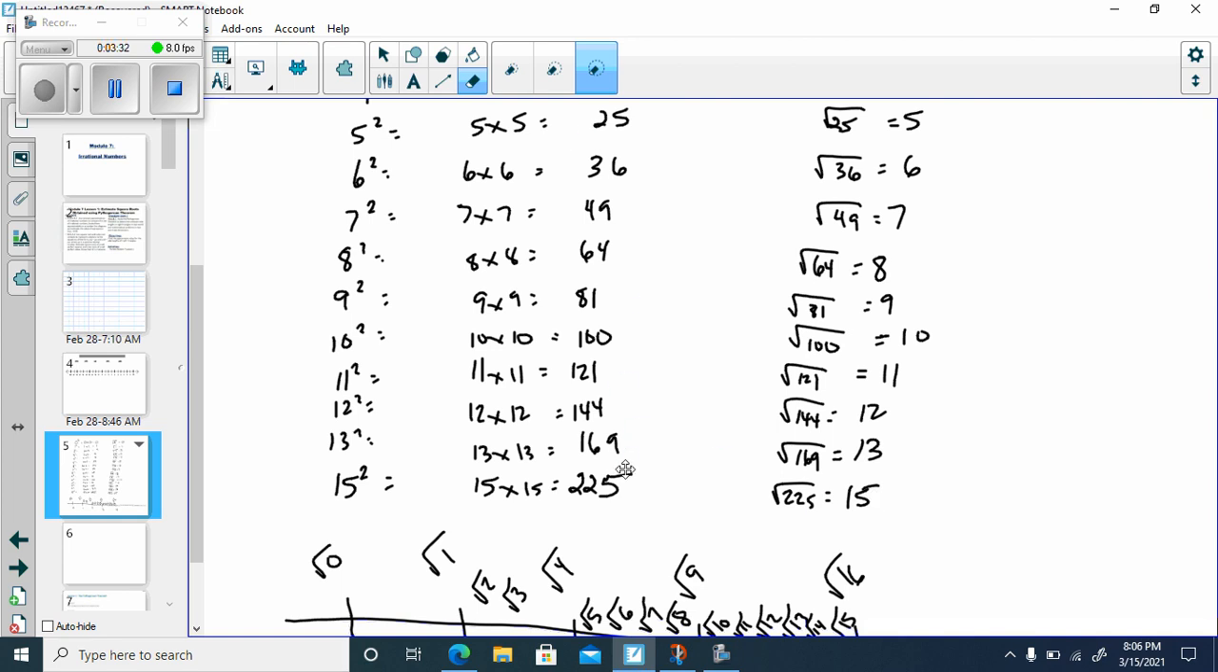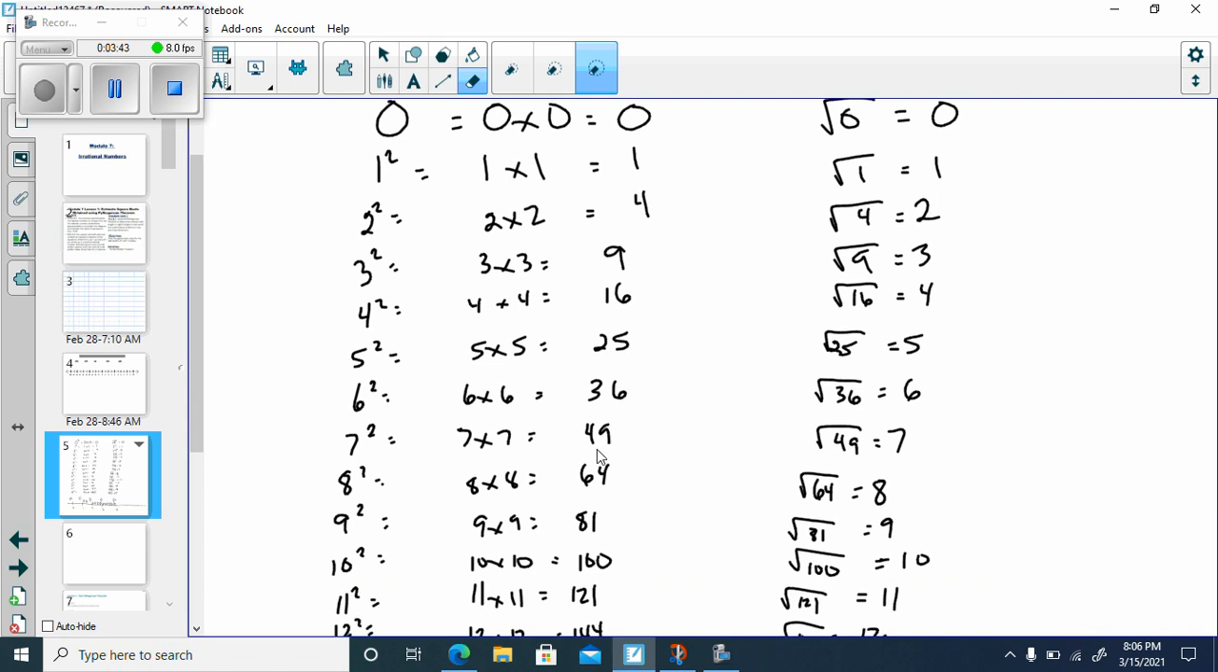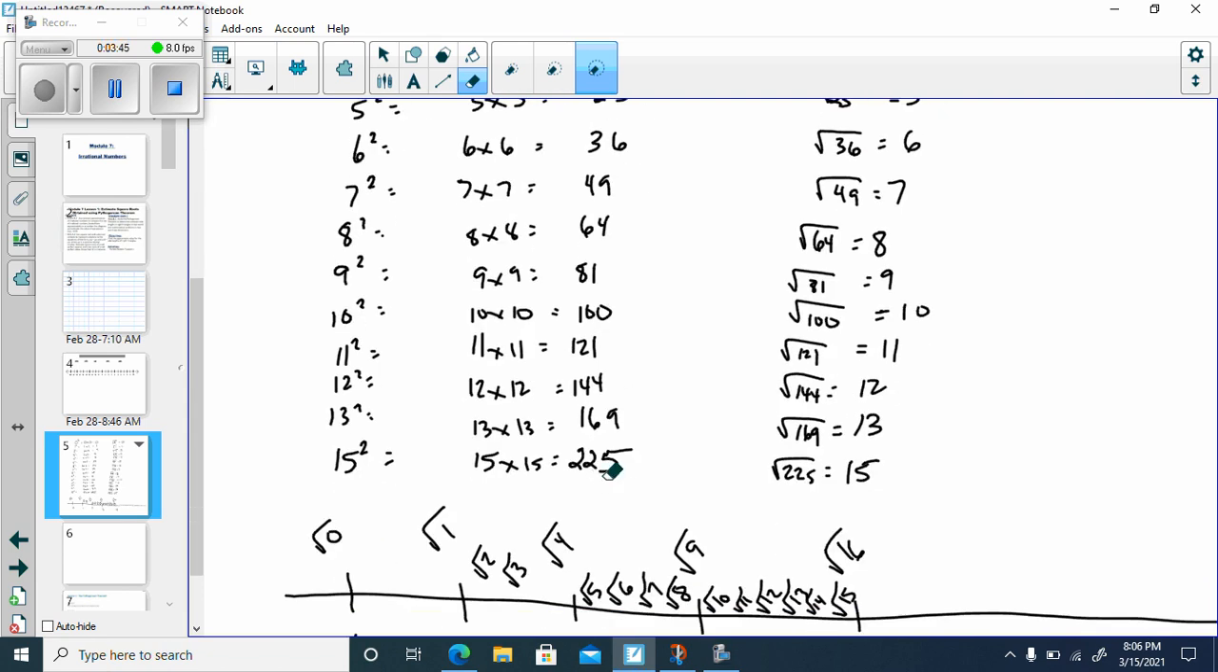I put all these here because you're going to really need to know all of your perfect squares. These are all called perfect squares because you can take a whole number or an integer and square it, and this is what you're going to get. You're going to get a number.